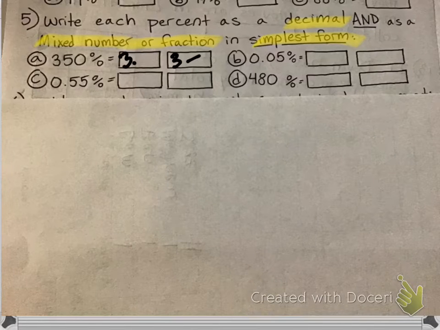Same thing here with the 480. It's going to be 4 point something and 4 and something over something. Whenever we have over 100%, that's simply how it works. As opposed to when we have under 100%, it's going to be 0 point something and just a fraction. We do the exact same thing. Put it over the furthest place to the right. So you guys should all do this right now.